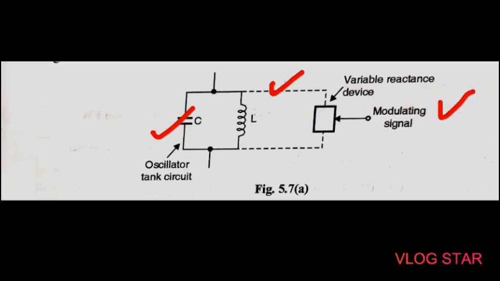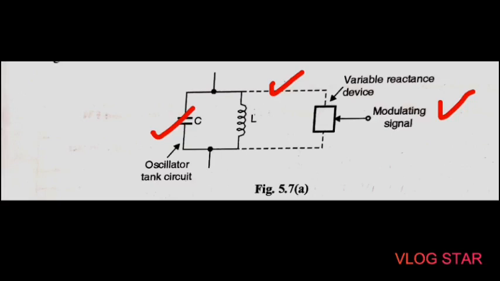So a 2 or 3 terminal device is placed across the tuned circuit. The reactance of the device is varied proportional to the modulating signal voltage, and this will vary the frequency of the oscillator to produce the FM. The devices used are FET, transistors or the varactor diode. So in this way we can directly generate the FM.